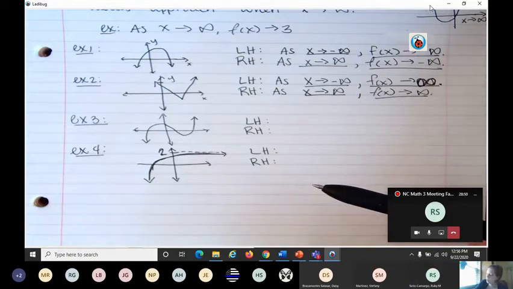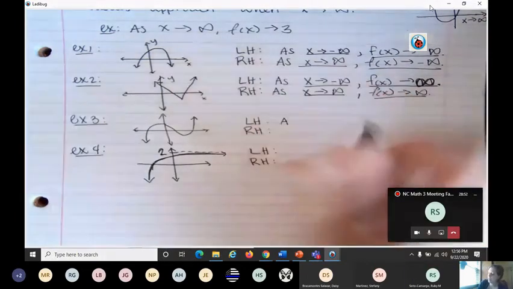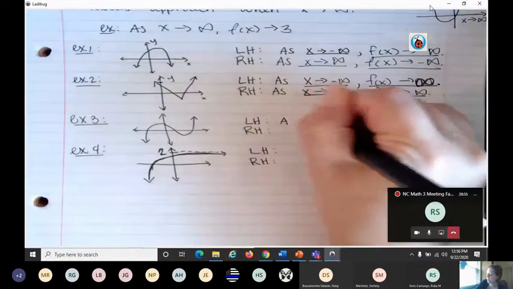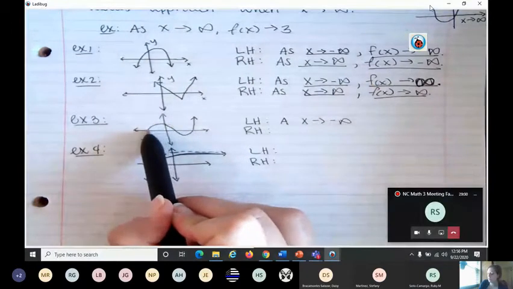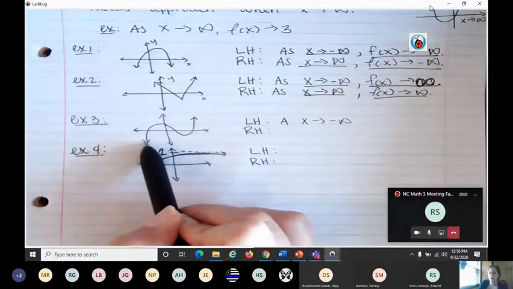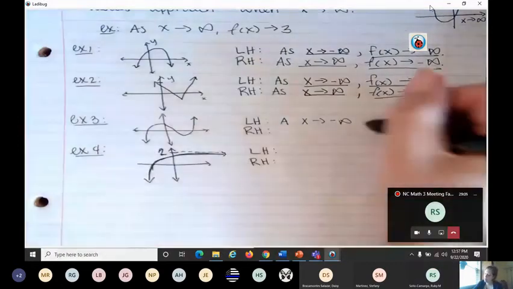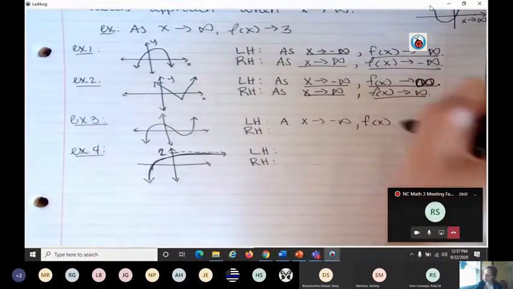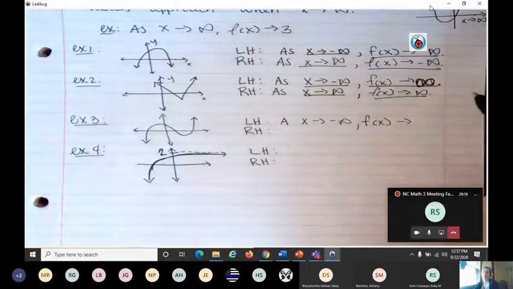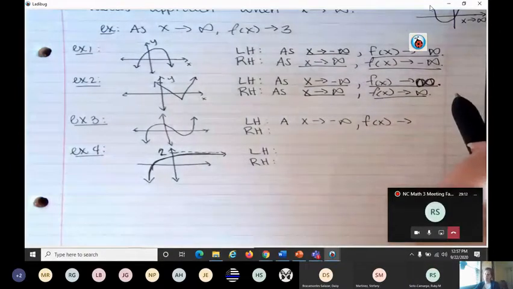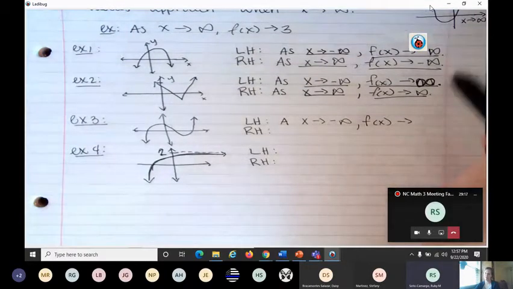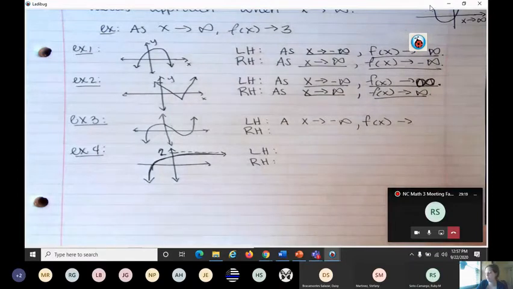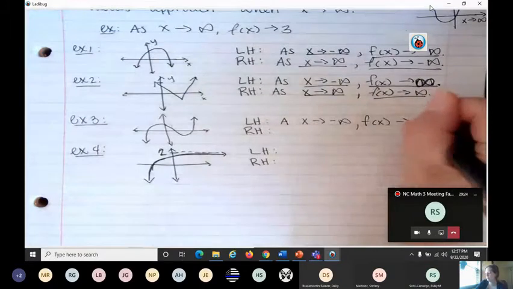3. All right. So for the left-hand side, our x's are approaching negative infinity always. So as these x's go toward negative infinity, what does the y value do? Go down. Yeah. So what does that mean the f of x's approach? If they're going down forever, what value should I put here? Negative infinity, right? Because they're going down.